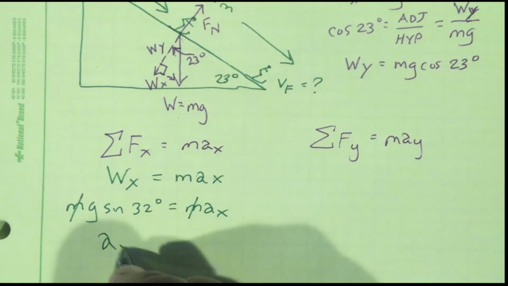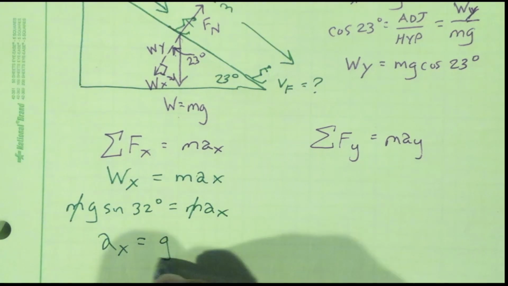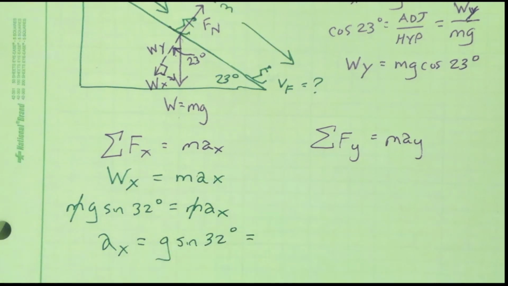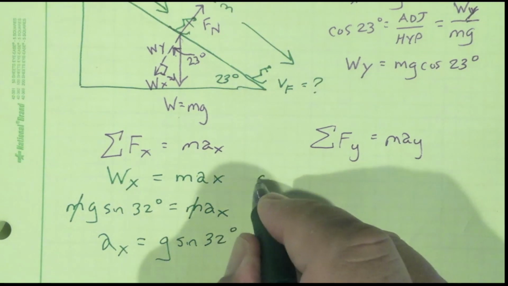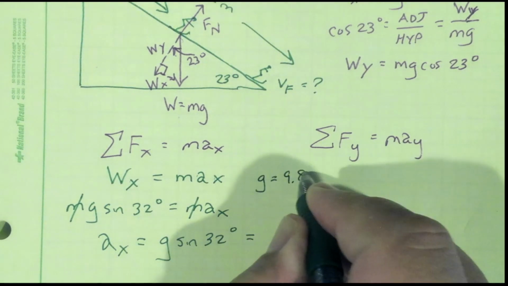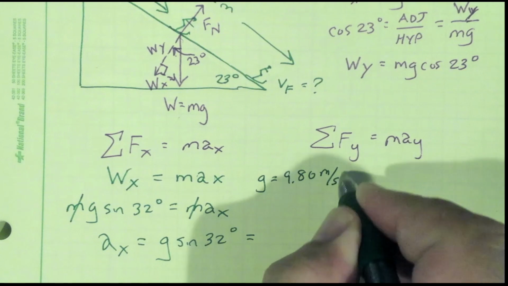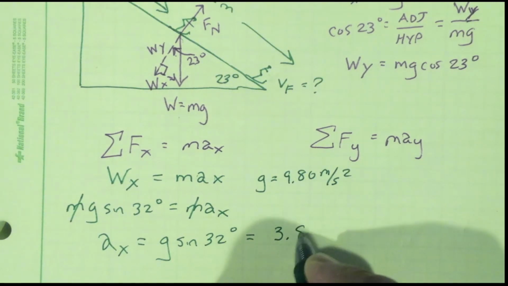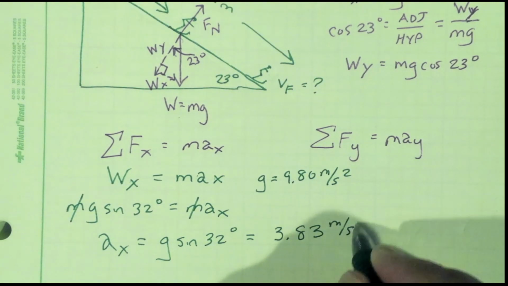And so we are left with the acceleration in the x direction being g sine 32 degrees, and using a value of g of 9.80 meters per second squared, we come up with an acceleration in the x direction of 3.83 meters per second squared.